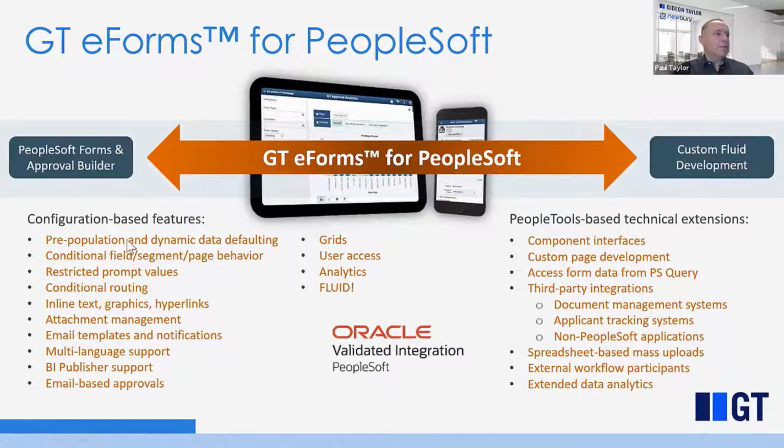GTE Forms fills this gap with a rich list of configuration-based features, including, first off, just getting the fields on the page. You can build forms, build fluid applications without developers and without doing any fluid development. A functional user can build a really robust form in not a lot of time. That can include pre-population of fields, dynamic defaulting, conditional behavior so that you see certain fields at certain times based on the values in other fields, restricting valid values, and really robust routing in order to get approval processing. There is lots of ability to manage the content, attachments, emails and notifications to the users in the business process, and multi-language support. Email-based approvals, we'll be having a session on later this afternoon.